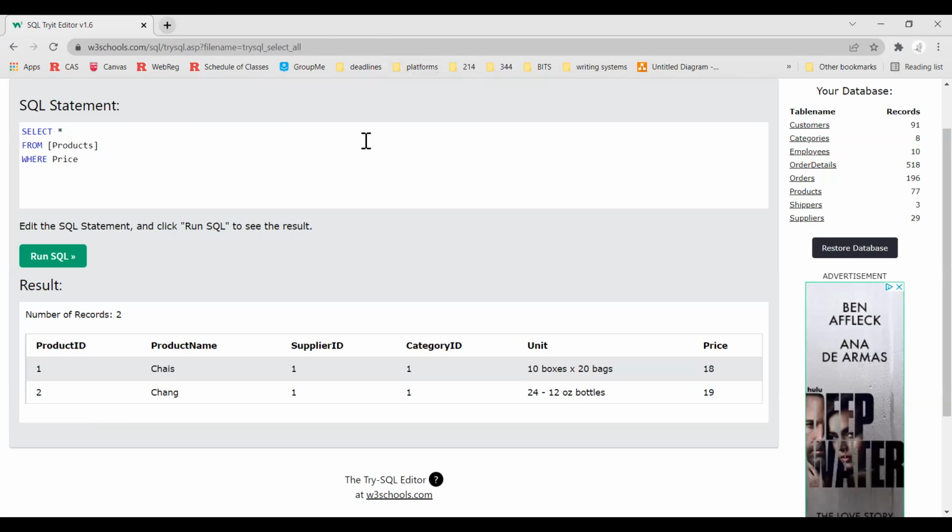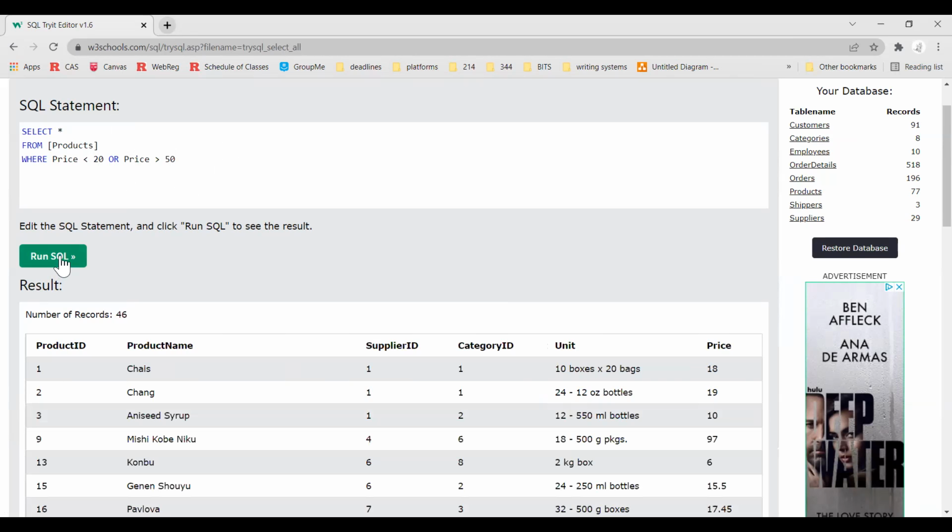All right, so here we can use less than and greater than. Why do I keep typing the wrong one? Price is less than 20. I think that's what I said. All right, so we're not going to be inclusive here. 20 or 50 doesn't count. Let's just run this.